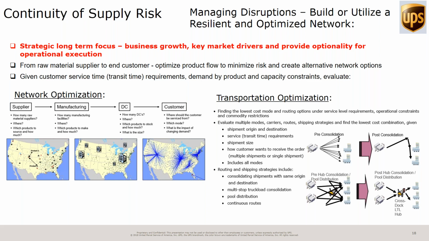While typical network optimization or transportation optimization might focus more on minimizing cost or improving delivery times, in this exercise it will be more about looking from raw material supplier to your end customer, and then optimizing the product flow to minimize risk, and creating those alternative network options that you could utilize as backup options when it comes to mitigating disruption impacts.